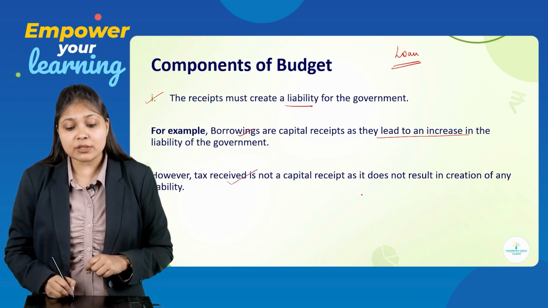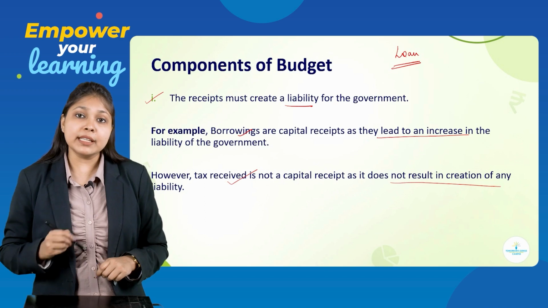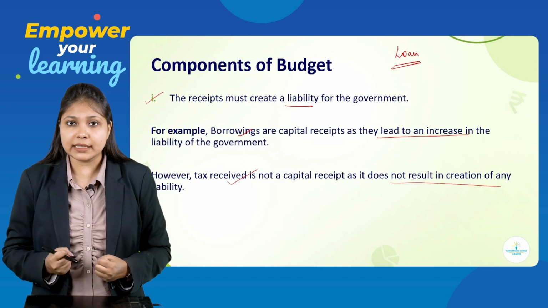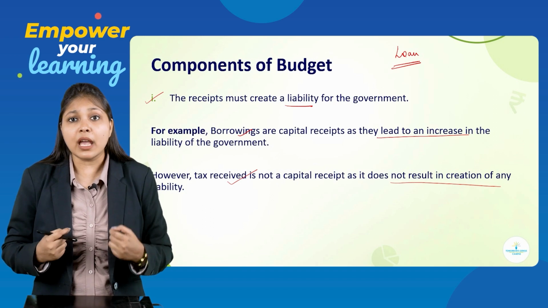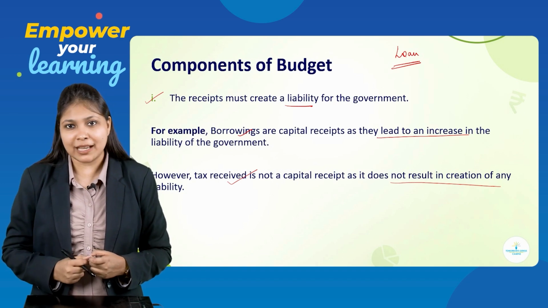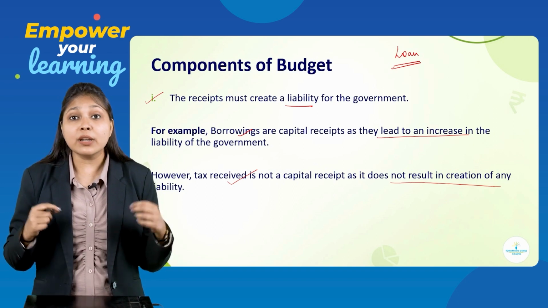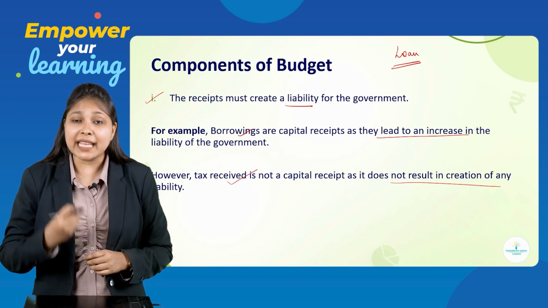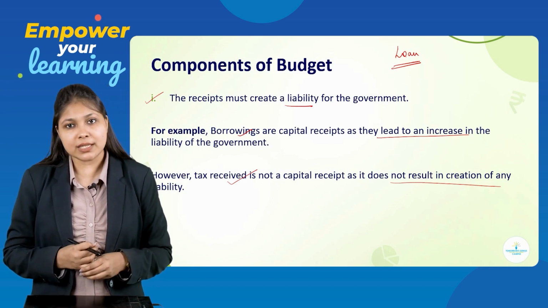However, tax received is not a capital receipt as it does not result in the creation of any liability. We have already studied tax revenue. What are taxes? Direct taxes, indirect taxes. In tax, what is happening? Basically, citizens of the country pay some money to the government, but that money will not create any liability on the government because it is one of the sources of income for the government. The government is not liable to do anything for any one particular citizen. That is why taxes will not be considered capital receipts. They will always be considered revenue receipts for the government.